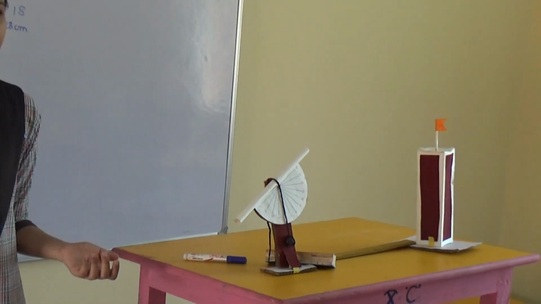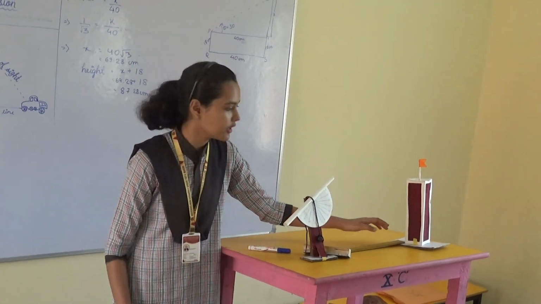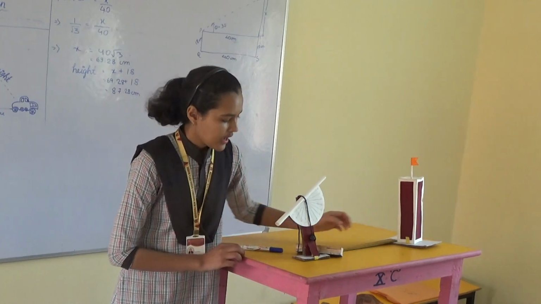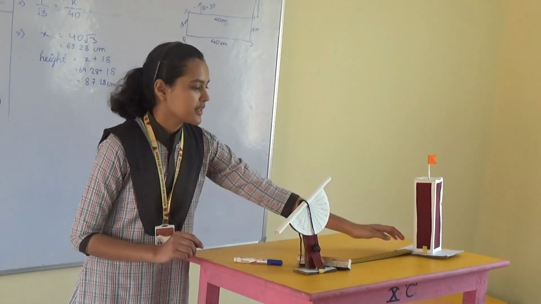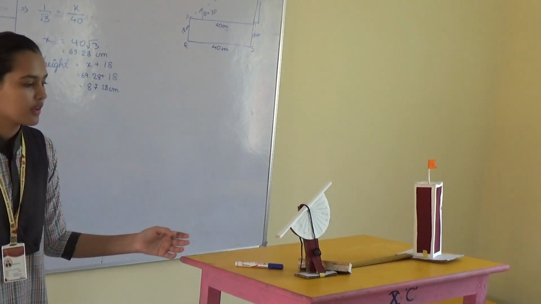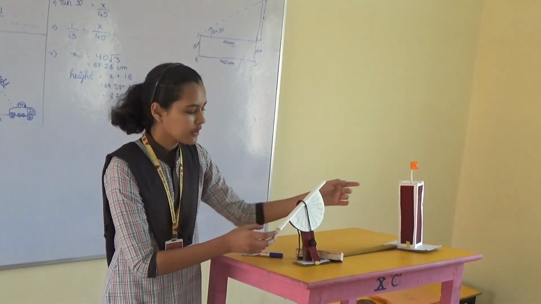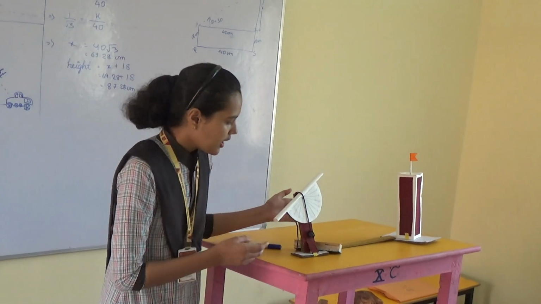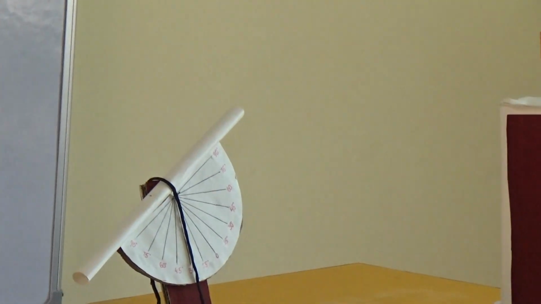Now let's start our activity. At first we have to find the measurement of this tower and this clinometer. And with the help of the scale, I measured the distance between this and this is 40 centimeter. And now we have to look to that flag with the help of this straw. And the angle that is made here is 30 degrees.